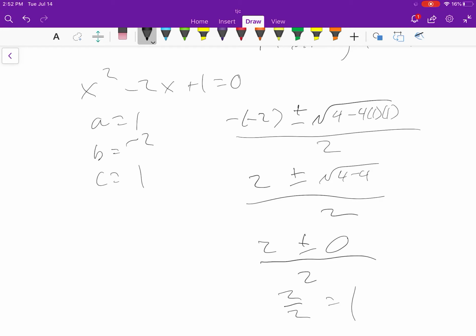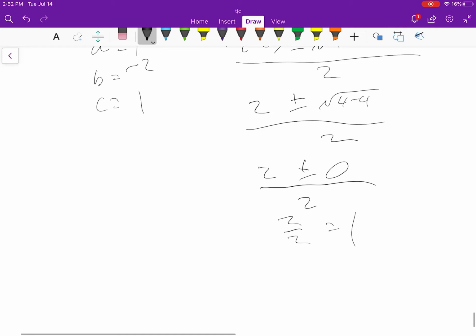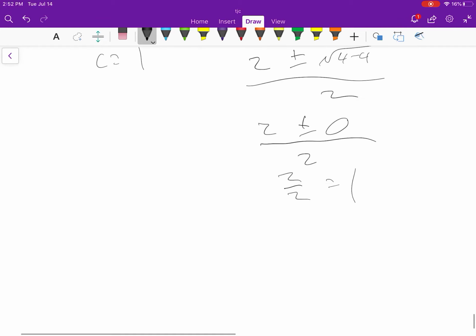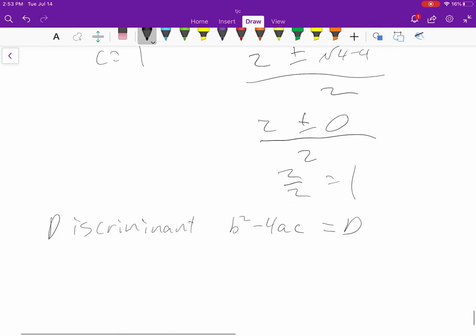So this is when you have one real solution, and it's when the discriminant equals 0. Discriminant, not determinant. Discriminant equals 0. I've been calling it that. So let's talk about the discriminant. It is b squared minus 4ac, and we call this D, the discriminant.